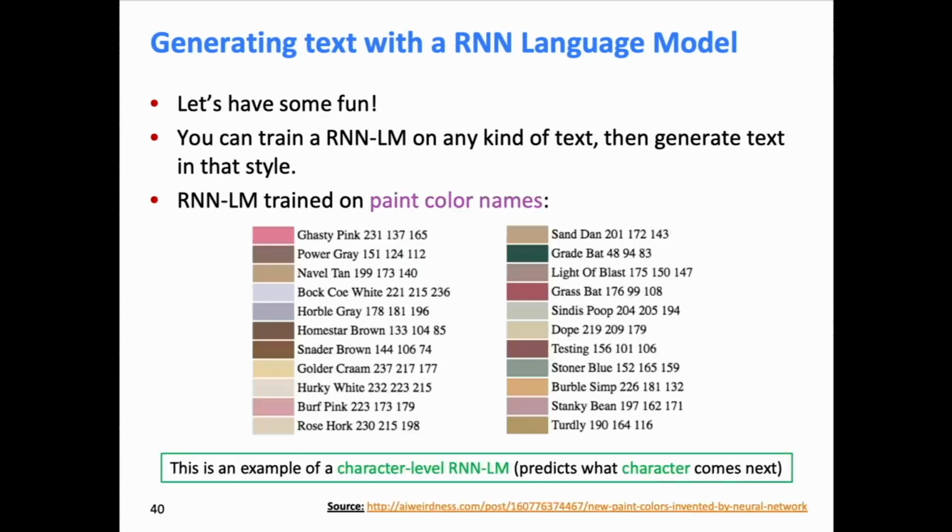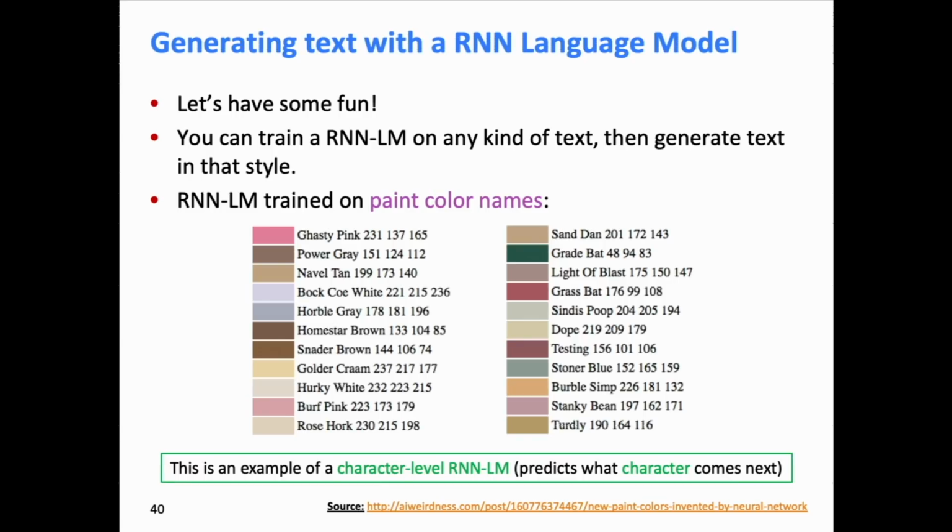OK, last example. So here is an RNN language model that's trained on paint color names. And this is an example of a character level language model because it's predicting what character comes next, not what word comes next. And this is why it's able to come up with new words.